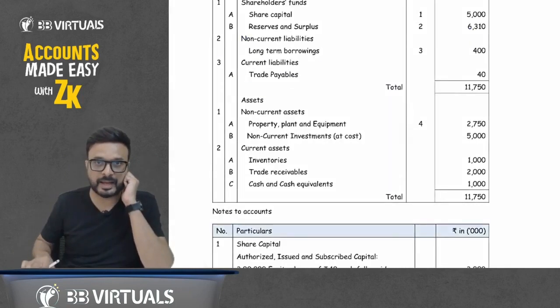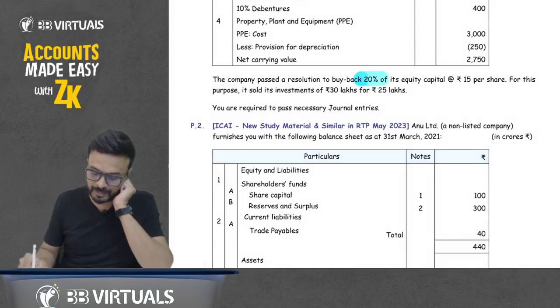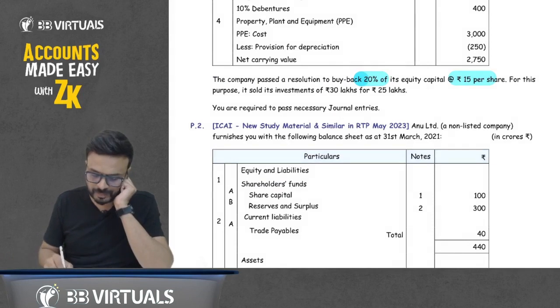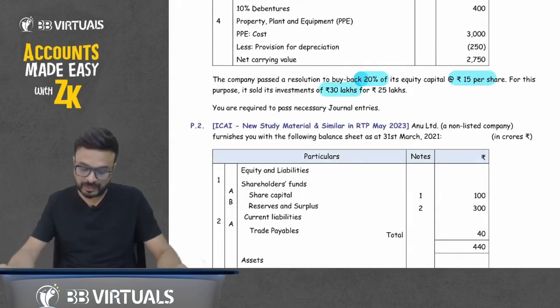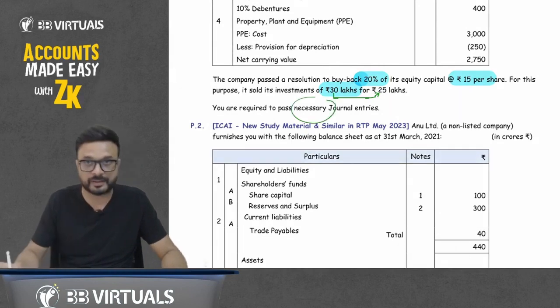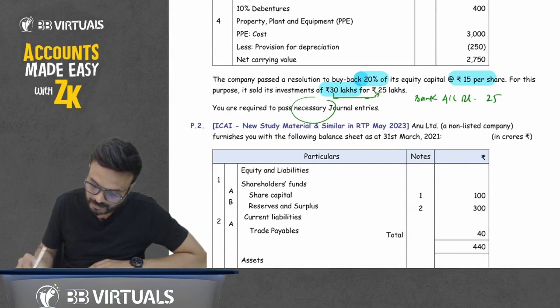Very simple question. Balance sheet, notes, account is given. Very simple here, that 20% buyback here, and they are doing buyback at rupees 15 per share, and there is a sale of investment of rupees 30. One new thing is there. And they are selling the investment of rupees 30 lakh at rupees how much? 25 lakh. You just have to pass the journal entry. It means there is a loss here. Let me explain to you. So bank account will be debited by rupees how much? 25 lakhs.